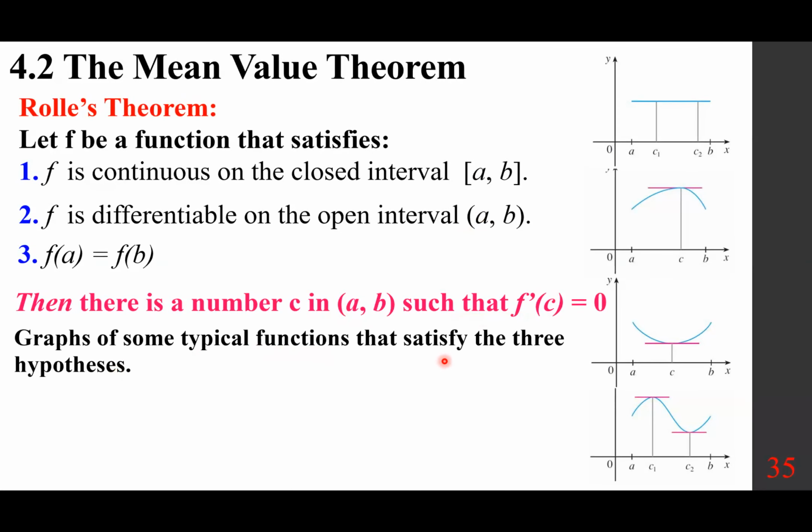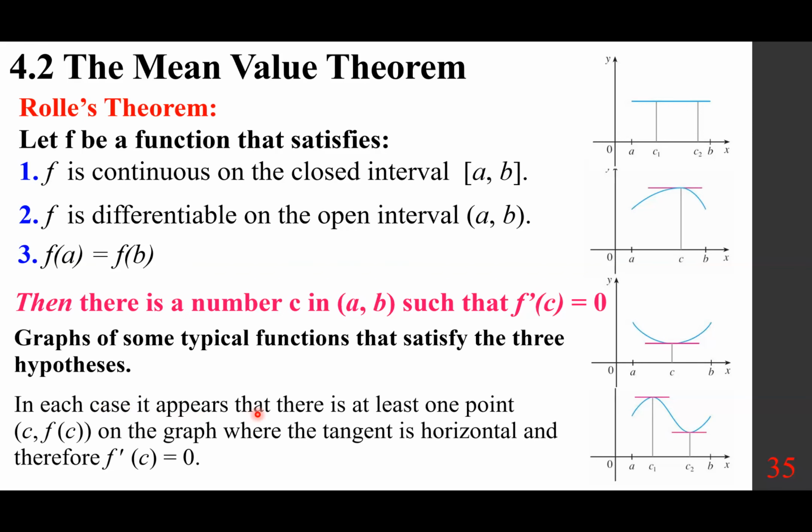Graphs of some typical functions that satisfy the three hypotheses are given. When we say f prime of c is 0, that means at some point we have a tangent line which is horizontal. In each case, it appears that there is at least one point c comma f of c on the graph where the tangent is horizontal, and therefore f prime of c equals 0. That's the meaning of it.